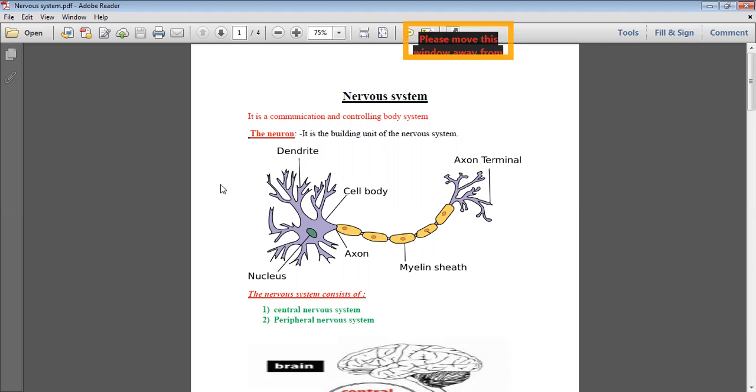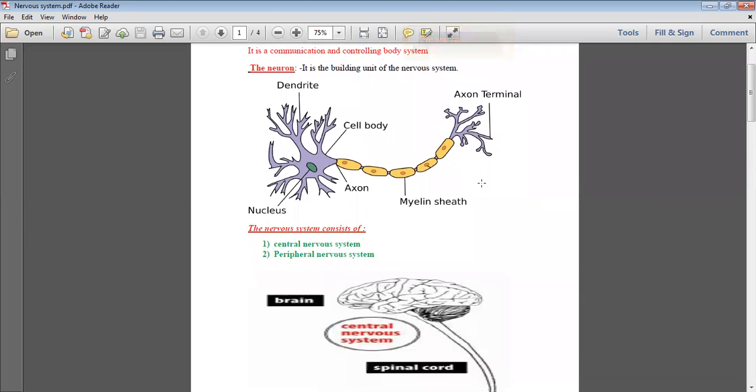And this is the shape of the neuron, okay? As you can see here, the cell body contains a nucleus like every other cell, and cytoplasm, and there are extensions coming out from the cell body that are called dendrites. Then comes out a very long axon. And the axon is covered with a fatty layer that is called myelin sheath. And at the end, the axon has terminals that are called terminal axon.